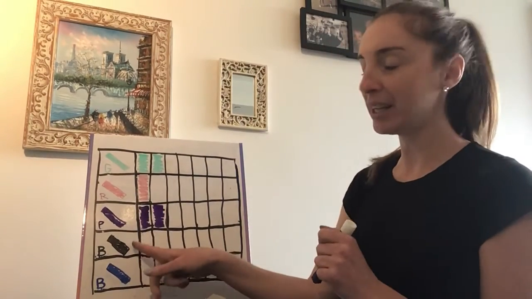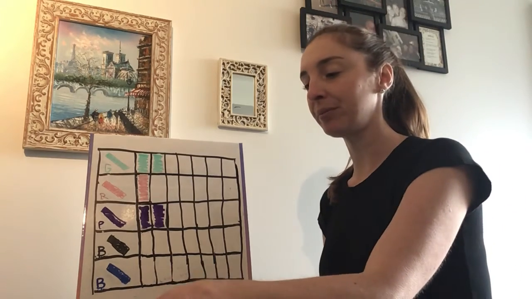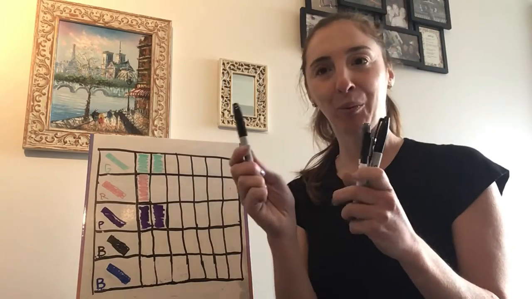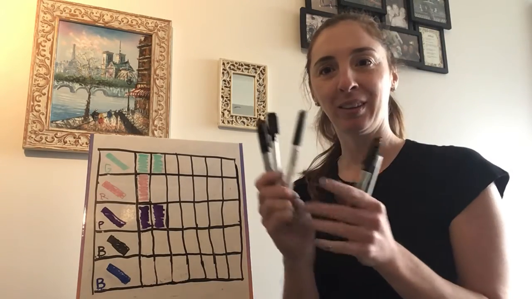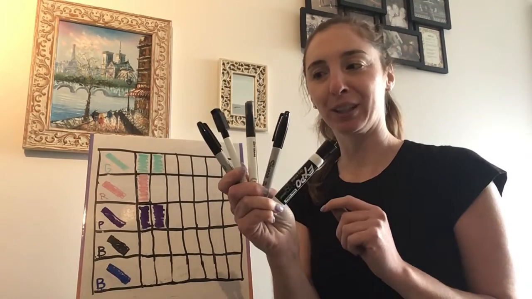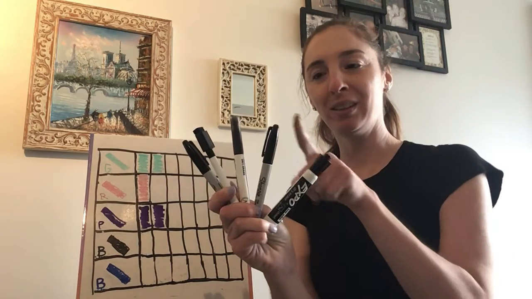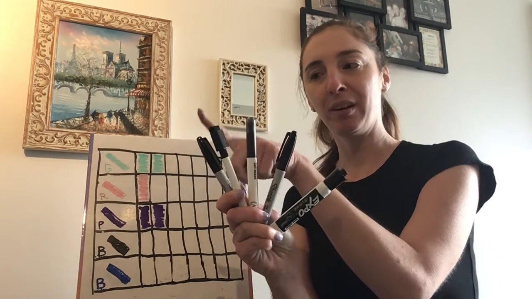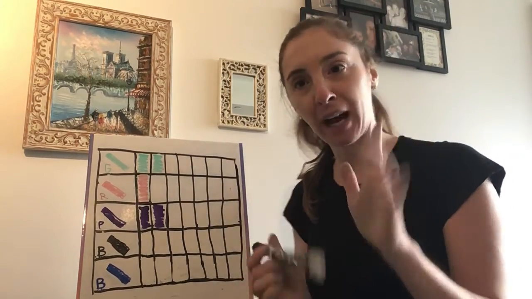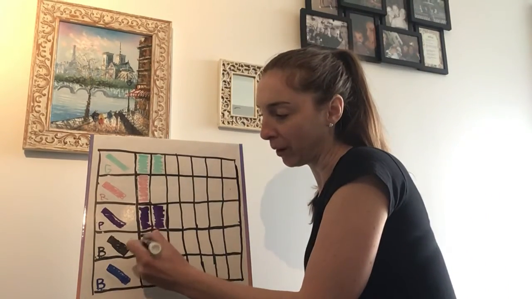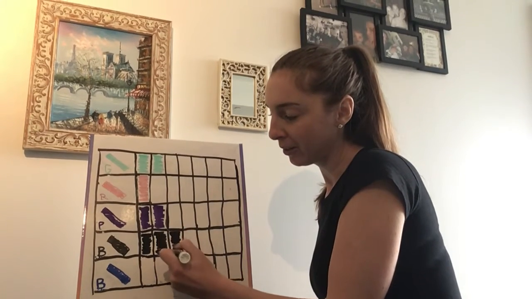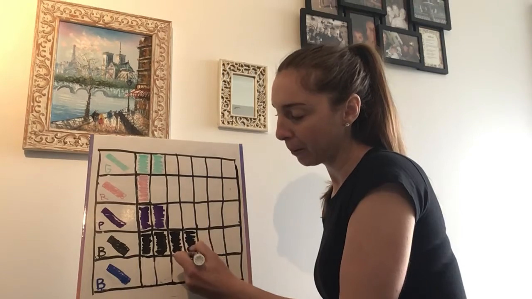Okay, and my next color is black. How many black markers do I have? Ready to help me count? 1, 2, 3, 4, and 5. Good. Let's count them again just to make sure. 1, 2, 3, 4, 5. Good. 5. I have 5 black markers, so I'm going to color in 5 boxes for black. 1, 2, 3, 4, 5.